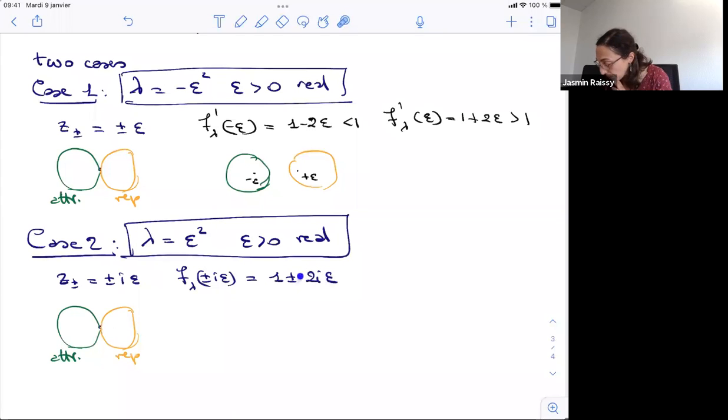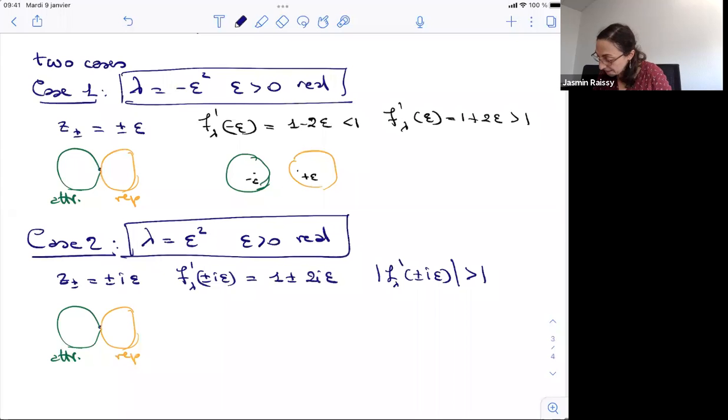And whatever you do, this complex number will have modulus bigger than 1. Okay? So the modulus of f lambda prime plus and minus i epsilon is bigger than 1. It's not so much bigger than 1. If epsilon is very small, what's happening is that it's slightly repelling. It's just sending people away, but not in a bad way.